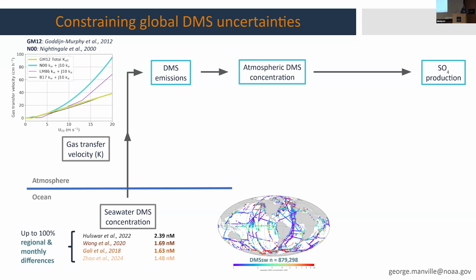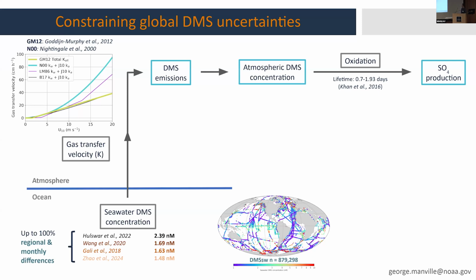For example, the Goddard-Murphy, which is a linear one, or the Nightingale, which is a quadratic one, and then a few options in between. There are also uncertainties based on the choice of oxidation that you use, which can impact the lifetime of DMS from less than a day to multiple days.